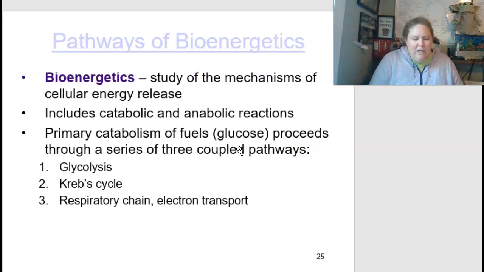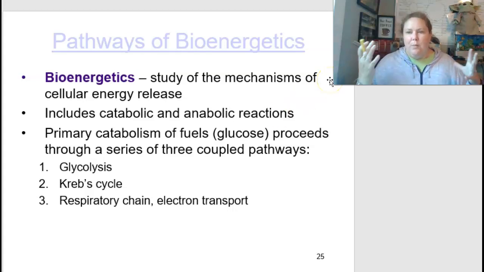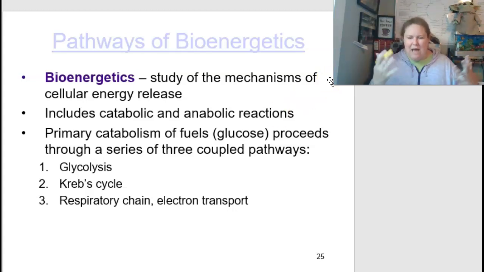So moving on, what is bioenergetics, and what are the pathways of bioenergetics? Bioenergetics is the study of the mechanisms of cellular energy release. This includes catabolic, breaking down, and anabolic, building up reactions. The primary catabolism or breakdown of fuels, glucose, sugar, proceeds through a series of 3 pathways. They're coupled, they are stacked.